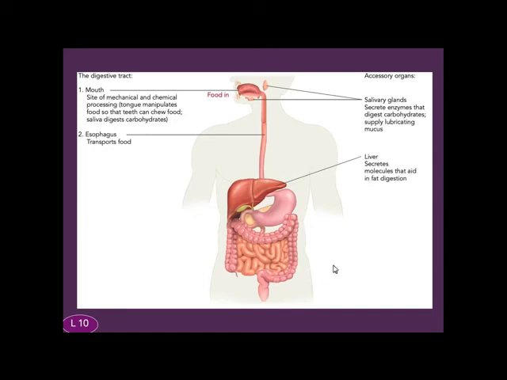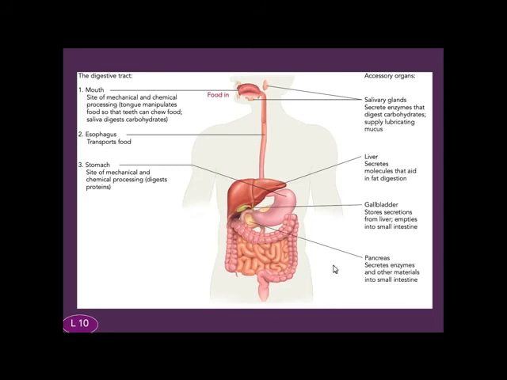The liver is secreting molecules that help digest fat, and the liver secretions are going into the stomach, which is where mechanical processing, like churning, happens. The gallbladder is also secreting. It's storing secretions from the liver and then emptying those into the small intestine. And then the pancreas is secreting enzymes and other materials into the small intestine.